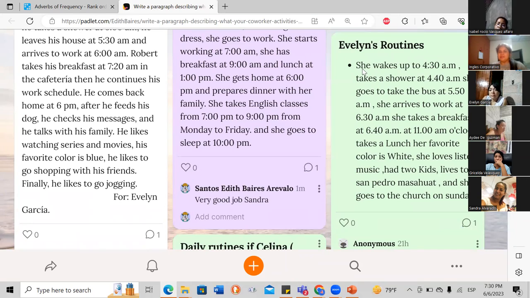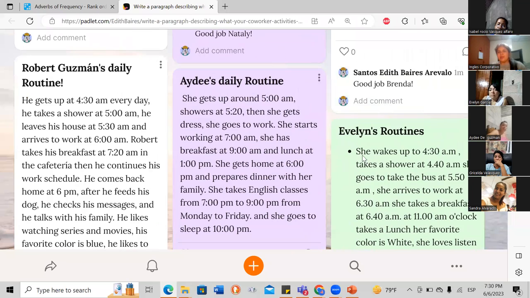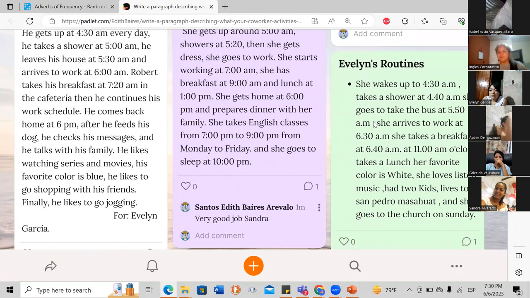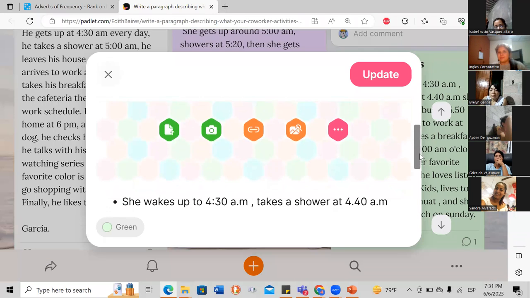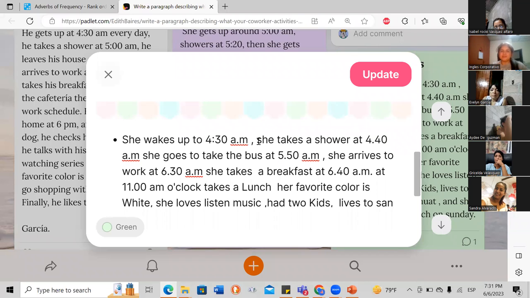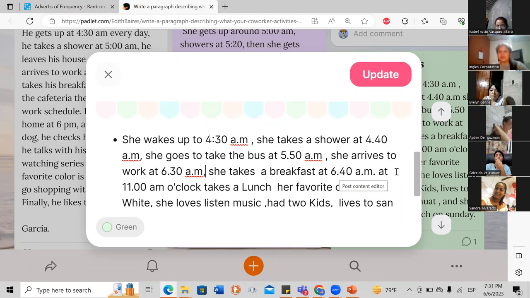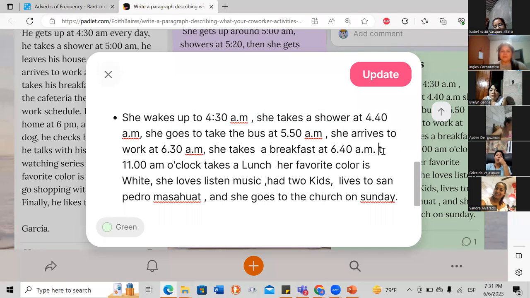Okay, Evelyn's routines, okay? Done by Robert. Okay, she takes up at 4:30 a.m. She takes a shower at 4:40 a.m. She goes to take the bus at 5:50 a.m. She arrives to work at 6:30 a.m. And she takes a breakfast at 6:40 a.m. At 11 a.m. o'clock, she takes, sorry. She takes a lunch, her... period here.